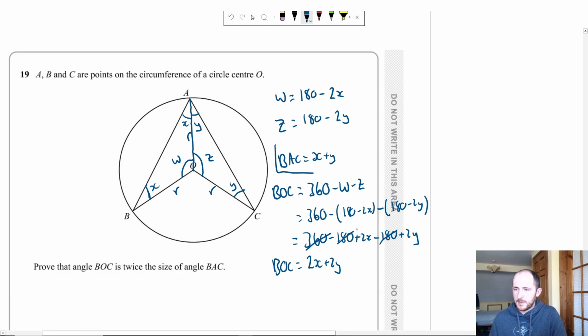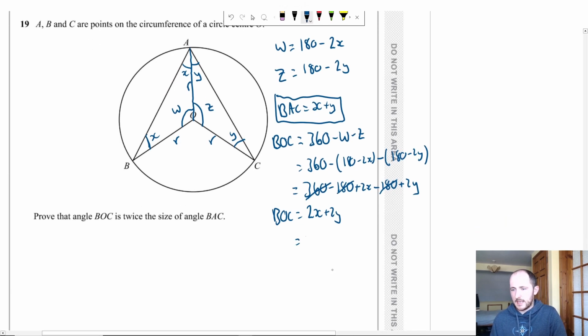Well, if you notice, BAC is x plus y. So I could write this as 2(x plus y). Or in other words, I can write that as 2 times BAC. And that would be the proof.